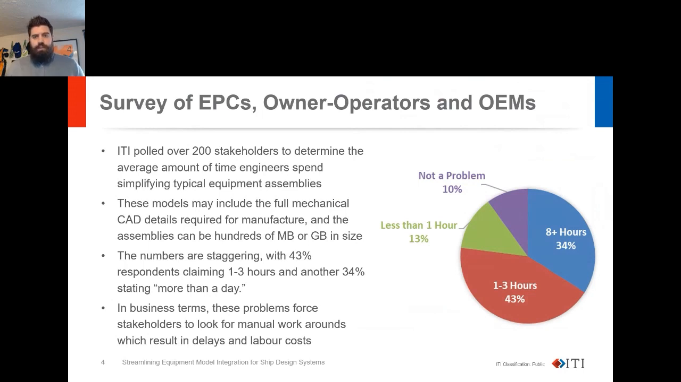The simple question was, how long do you spend simplifying mechanical CAD equipment models before bringing them into your layout systems? So whether that's manually or trying to do some form. The results are quite interesting, because you look at the numbers there, 34% over 8 hours, which is staggering, really, to think that someone's spending a whole day a week just on simplifying models. And then 1 to 3 hours, 43%. That's still a long time. So it's something that we took on board and started to look into to see if there was a need for model simplification, and it turns out that there obviously was.